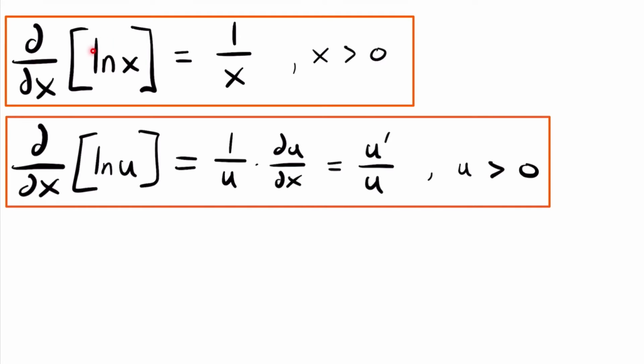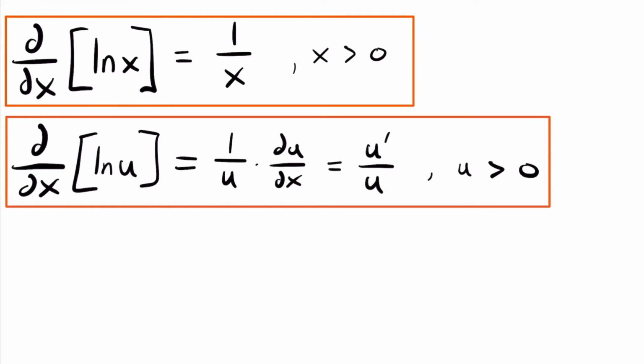So the natural log is not defined for negative values, and it's not defined for 0. The values have to be greater than 0. And so that's important to keep in mind as you work with the natural log function. And so this is the most basic form of the derivative rule for the natural log function, right?